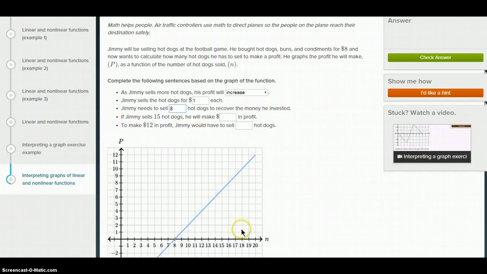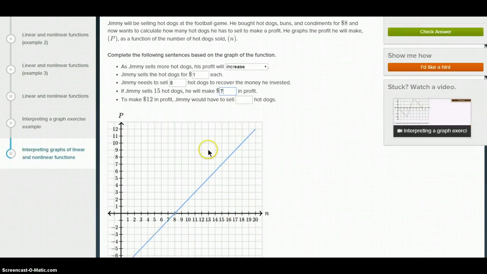If Jimmy sells 15 hot dogs, so at 15 his profit will be 7. Oh, I guess that already answers, okay. Then you can do that by looking at the graph, 15, and then the y value equals, or the p value equals 7, or you can also, keep in mind that every hot dog he sells is another $1, and the first 8 is when he breaks even, so 15 minus 8 is 7. So you can do it mathematically or by looking at the graph.